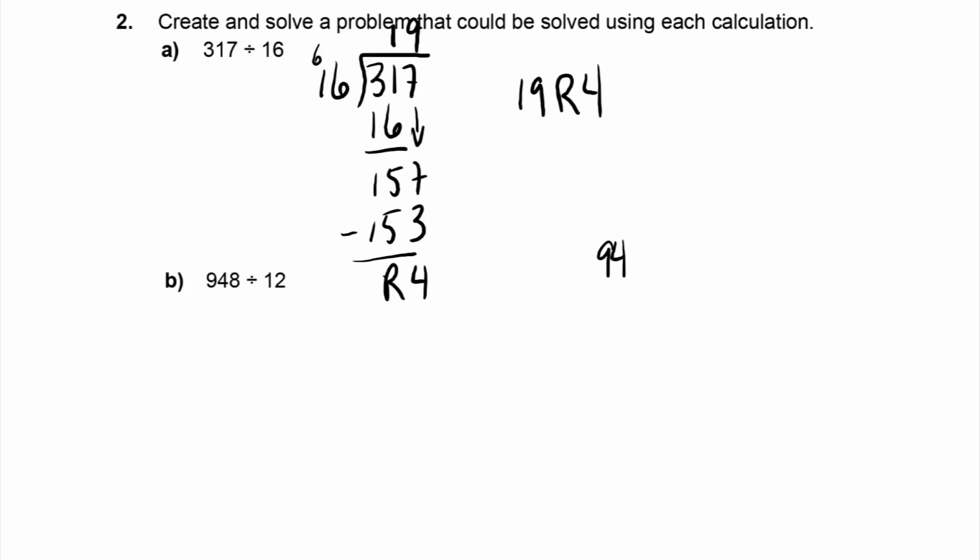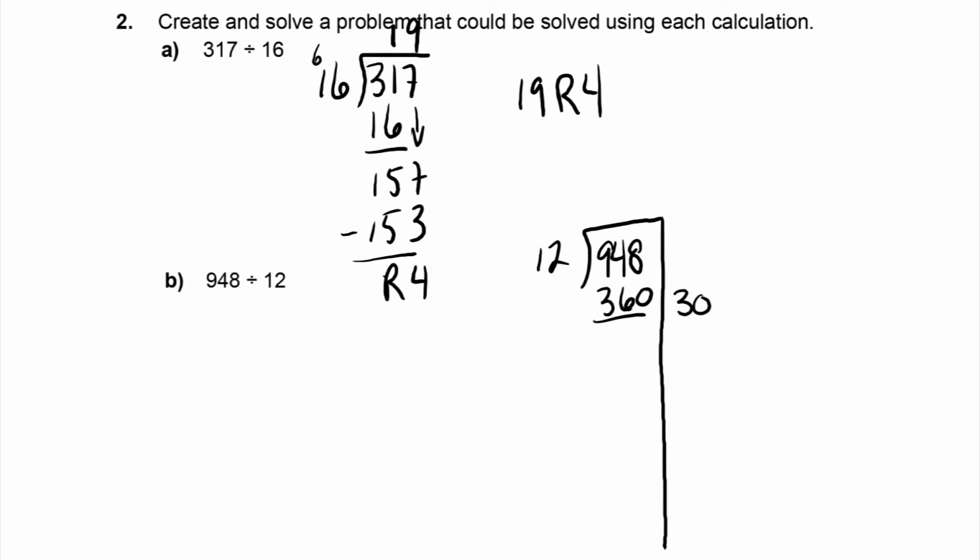Okay, 948 divided by 12. I'm going to use the partial quotients method this time. Now let's see, I know that if I did 10 times 12, I'd have 120. That's a pretty small number. I know that 3 times 12 is 36, so 30 times 12 will be 360. So I'll start with that, subtracting 360 from 948.